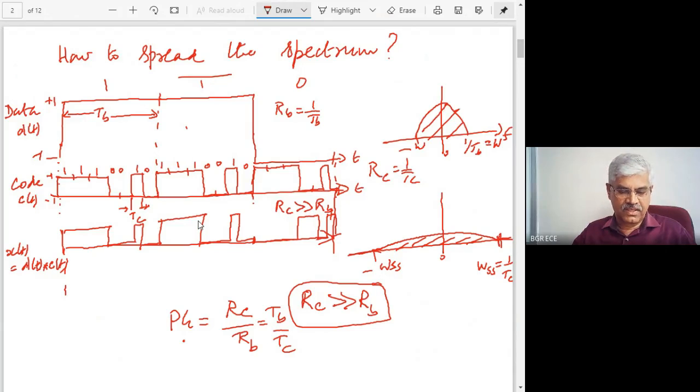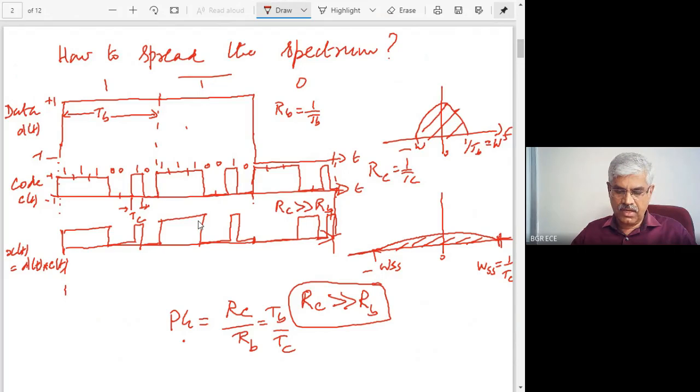So that is one thing. What type of code is to be selected for this purpose is another design issue, which will dictate certain other receiver performances. So the designer has to select the appropriate code and appropriate chip rate to get the required processing gain. These are the design parameters as far as this particular system is concerned.